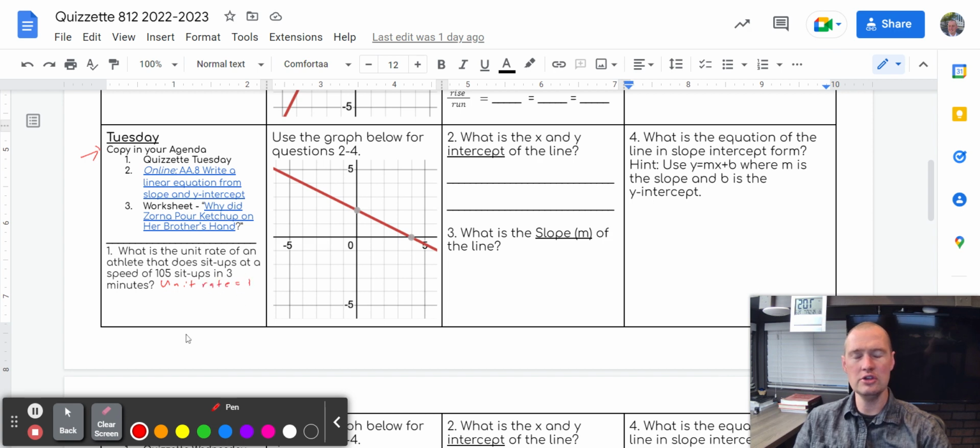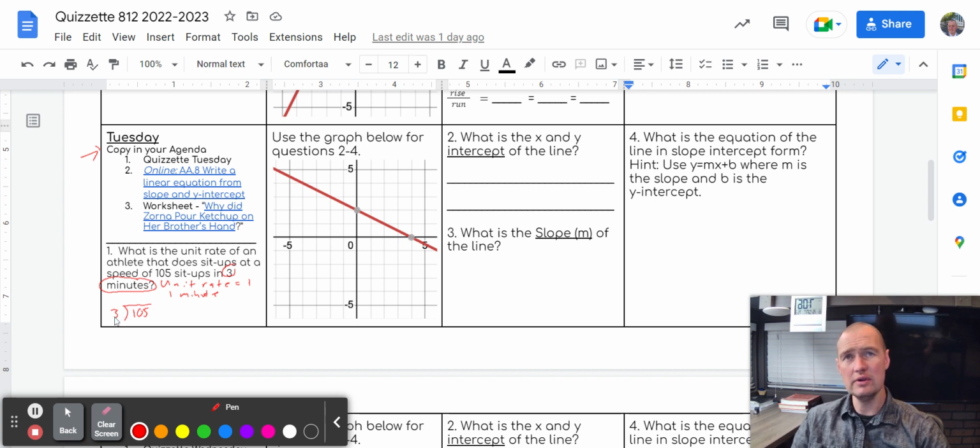is equal to a unit of time of 1. Now notice that here we got 3 minutes. So what I want is a unit rate of 1 minute. So our unit rate is going to be 1 minute. In order to take it from 3 down to 1 minute, we're going to use division. So I'm going to take 3 and divide it into 105 sit-ups so we can determine how many sit-ups are done in 1 minute apiece.